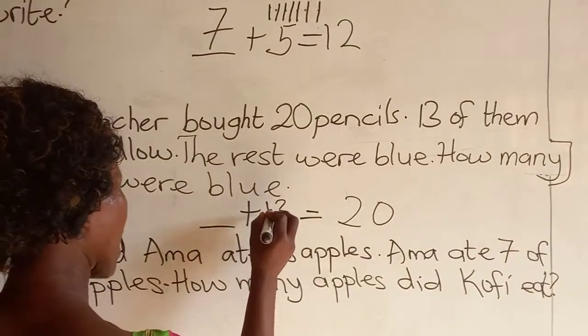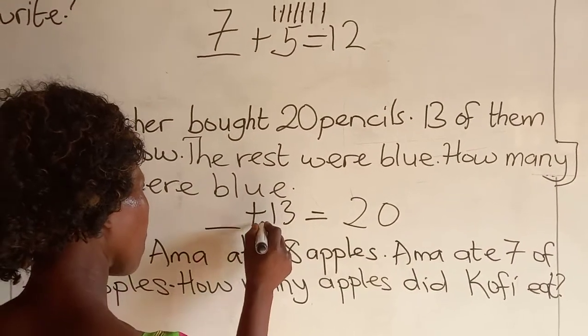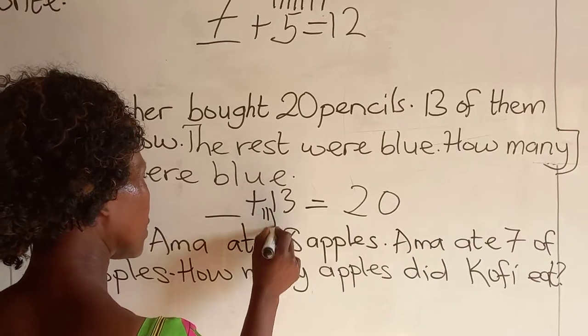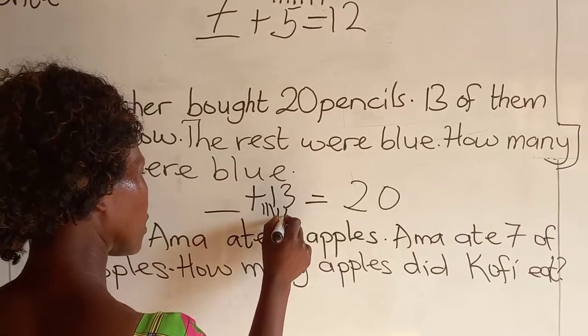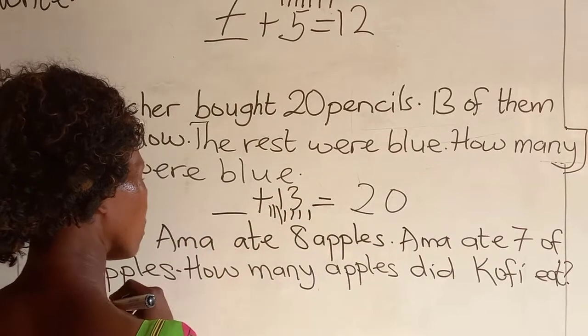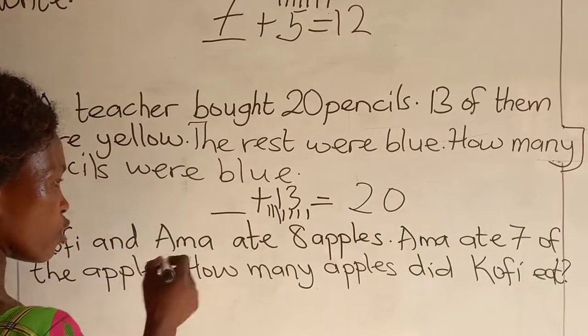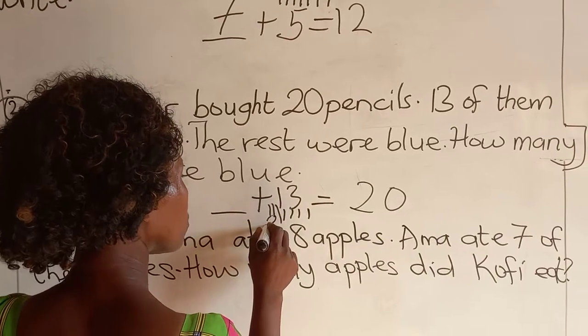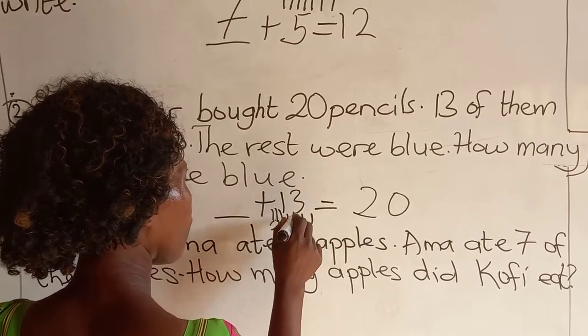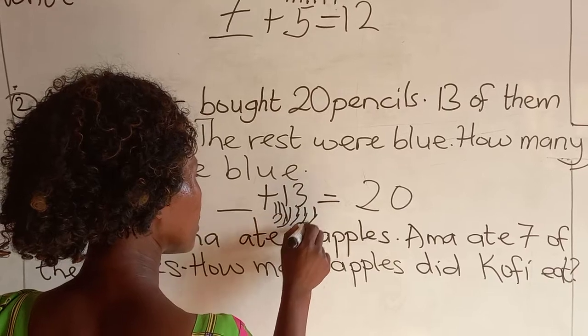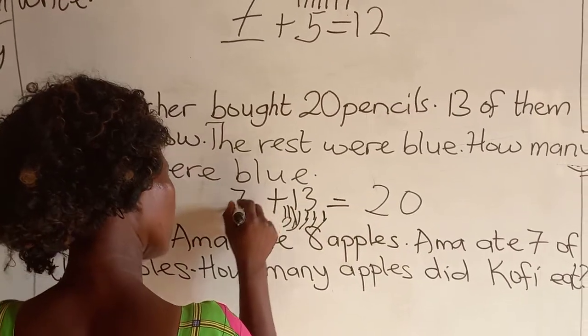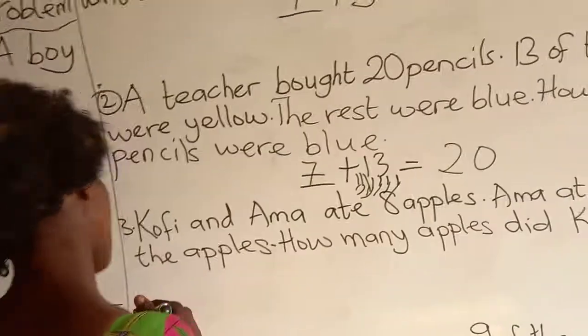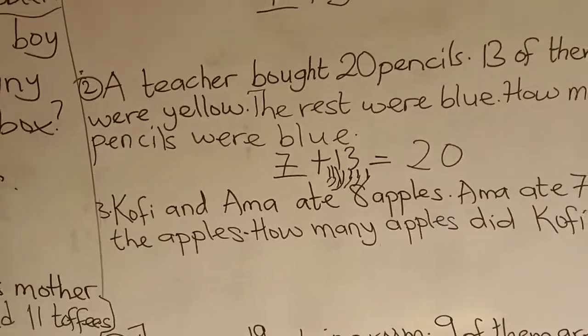So let's continue counting till we get to 20. Let's go. 13. So continue. 14, 15, 16, 17, 18, 19, 20. When you finish, count your strokes. Let's go. 1, 2, 3, 4, 5, 6, 7. So our answer becomes 7. I hope you are getting it.